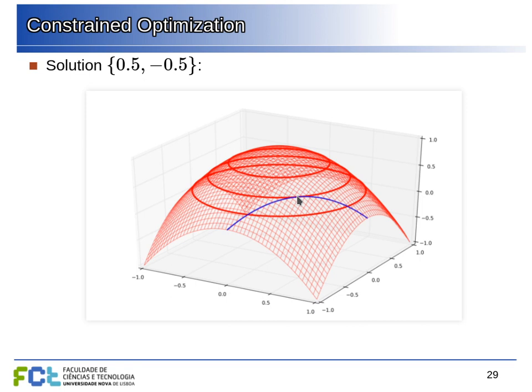It's not guaranteed that all the critical points are maximum. They can be minima, they can be saddle points, but this way we can find which are the critical points and then pick the one that corresponds to what we want.